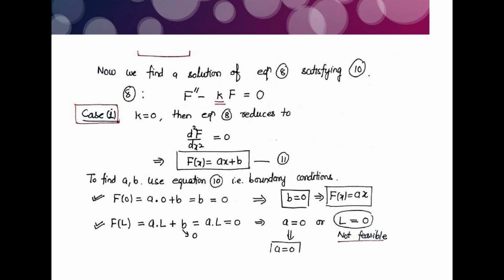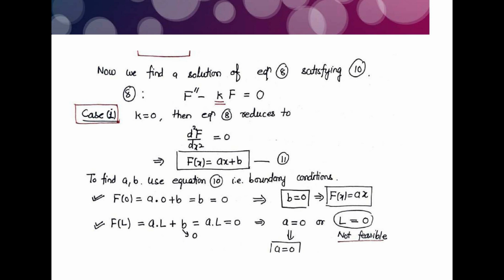I'm starting with the first option, that if k is 0, then equation 8 reduces to the second order derivative of F with respect to x equal to 0. We can simplify this and its general solution is obtained by integrating it twice, and the solution is given by equation number 11. So we have capital F of x is equal to ax plus b. Now we find the values of a and b using the boundary conditions given by equation number 10. The boundary conditions are F of 0 is 0 and F of L is also 0. So start with the first condition, that F of 0 is 0.